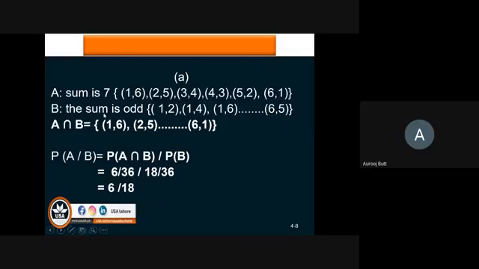Then comes event B. Event B is defined as the sum is odd. It means you add both outcomes, and the sum you get will be an odd number. So 1 plus 2 is 3, an odd number. 1 plus 4 is 5, an odd number. Up till 6 plus 5, that is an odd number as well, equal to 11. So you need to enlist all those sample points whose sum results in an odd number.